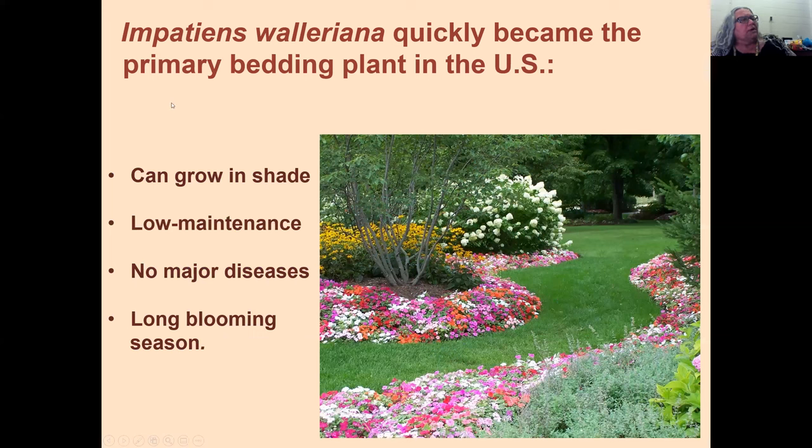So bedding impatiens quickly became the primary bedding plant in the United States. And this is because it can grow in shade. It's low maintenance. It didn't used to have any major diseases, and it had a long blooming season. And people just fell in love with it. Your grandmother fell in love with it. You've seen it everywhere.